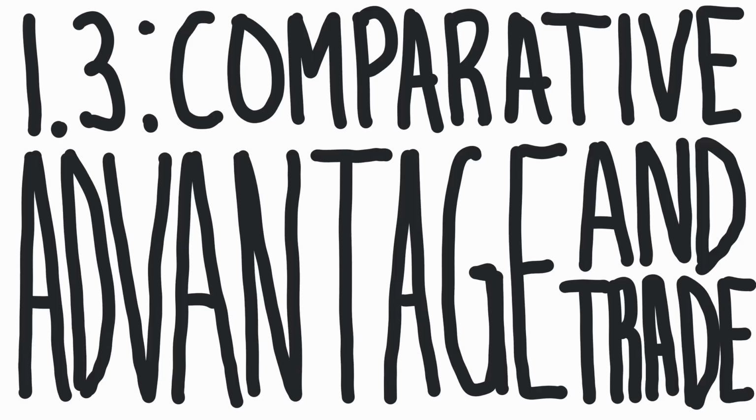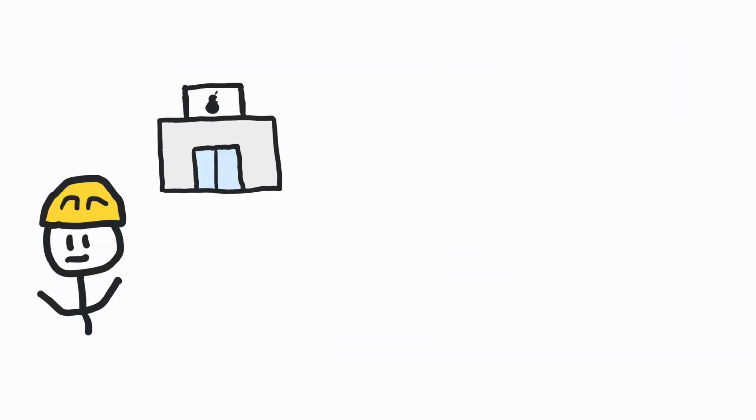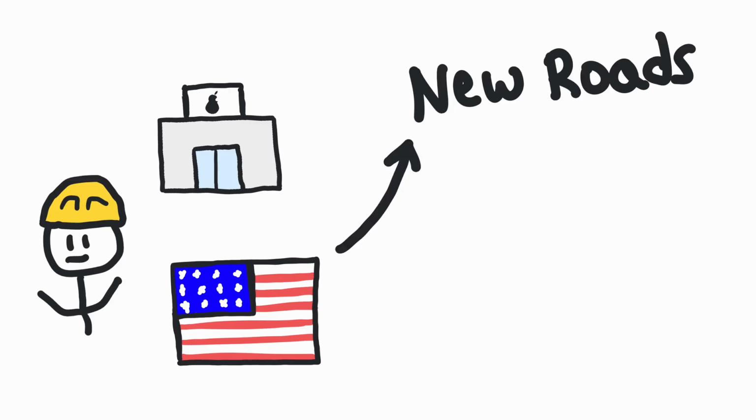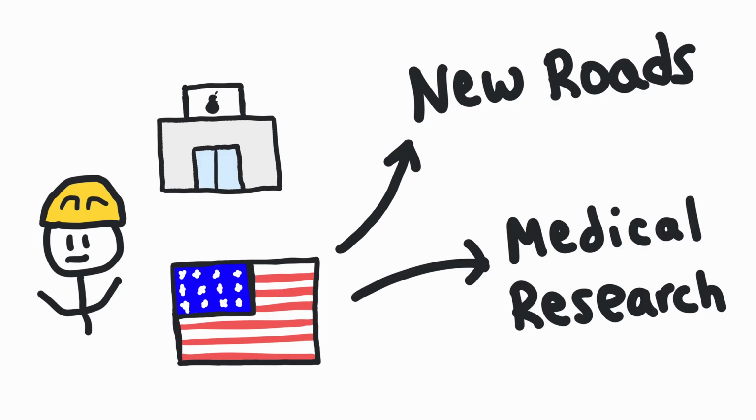1.3 Comparative Advantage and Trade. Anytime an individual, a company, or a country decides to use a scarce resource to produce one thing, they give up the opportunity to produce something else.